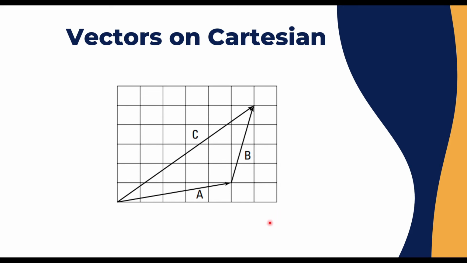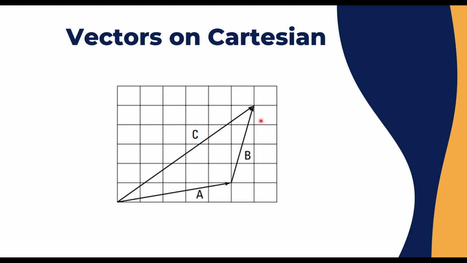Now, vectors in the Cartesian. Of course, as you know, physics and mathematics are brothers. You can't use physics without mathematics. Let's assume we have a Cartesian here, and we have all those squares. Each square represents a unit. Then we have vector A head to toe to vector B, and we have the resultant C.